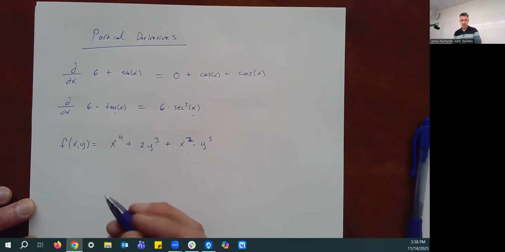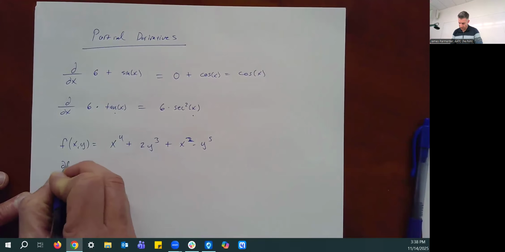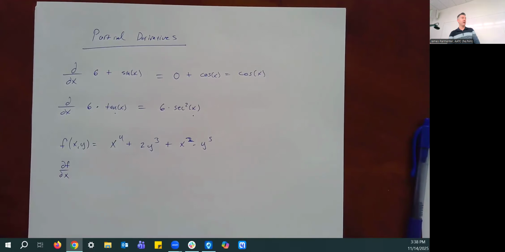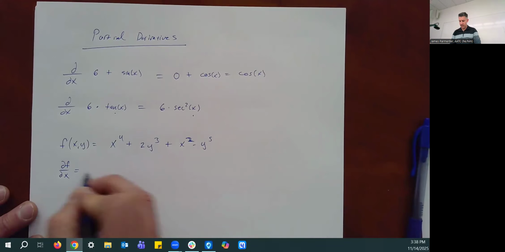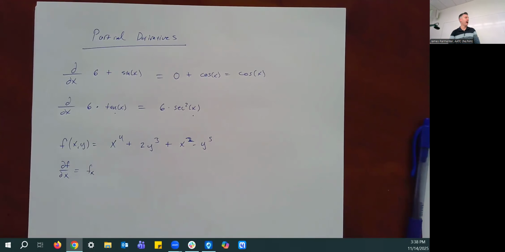You can either say it is del f del x. A del is just a curly d. Or you can say it's f_x, f with x as a subscript. You don't say f of x. You don't say anything between the f and the x. It is f_x. That is the correct way to say that.